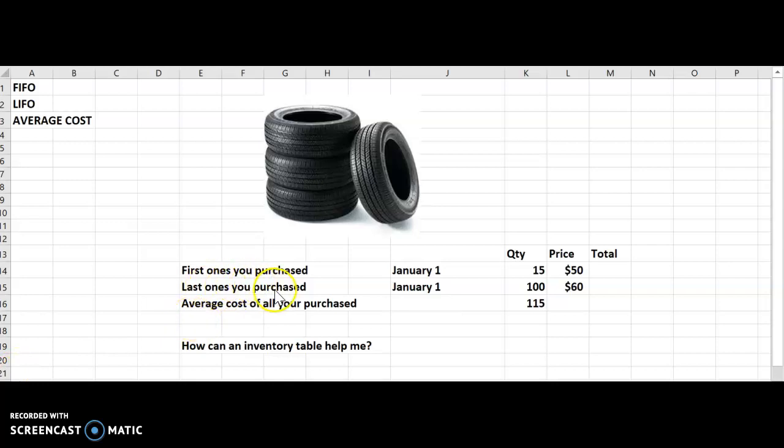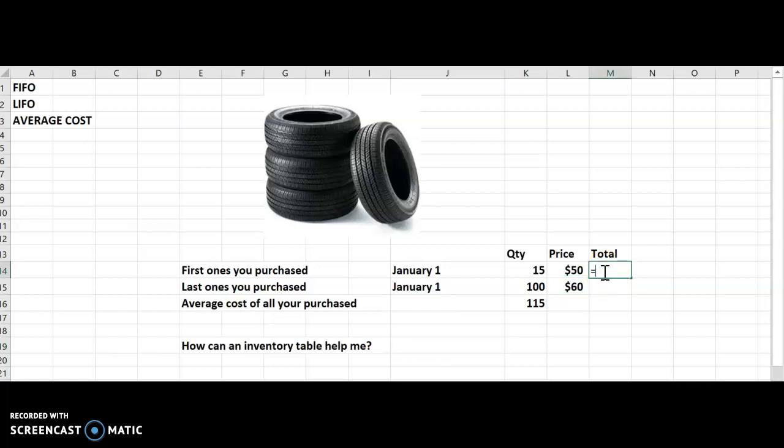LIFO means last in, which means the most recently purchased items. And then average cost is just going to be a weighted average of all the items in our inventory. So let's see how this is going to work.